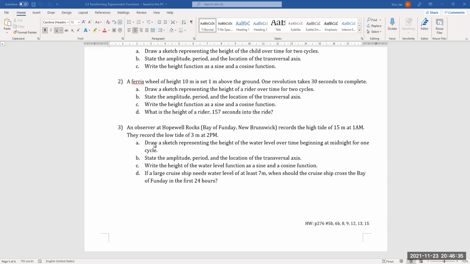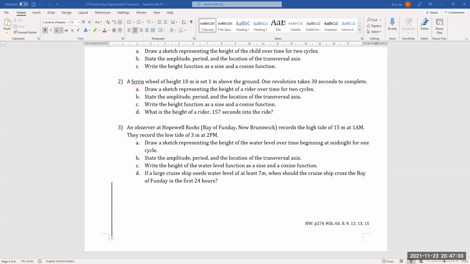respectively. It's going to ask you to draw a sketch representing the height of the water over time, beginning at midnight for one cycle, and then state the amplitude, period, and the location of the transverse, and so on. So I think if we can successfully sketch the graph, everything else can fall into place based on your understanding. So before I move on to the whiteboard, I might as well try to do it here.